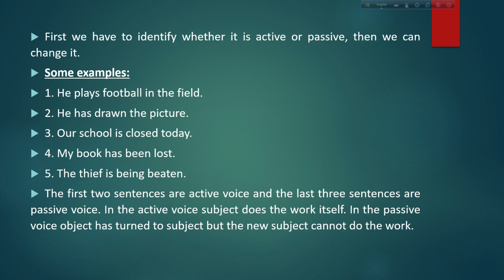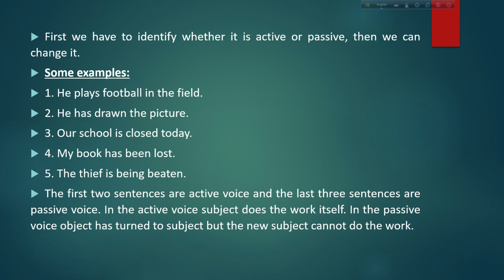Why? In the active voice, the subject does the work itself. In the first 2 sentences, the subject can do the work by itself. But in passive voice, the object has turned to subject, but the new subject cannot do the work. Here, our school is closed today. Our school cannot do the thing itself. My book has been lost. Here, my book cannot do the thing because these are inanimate things.